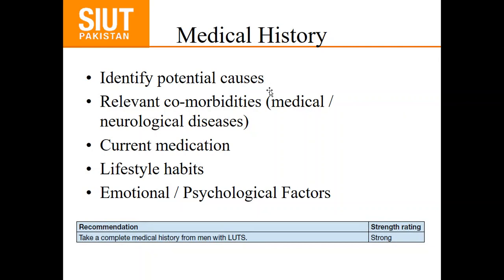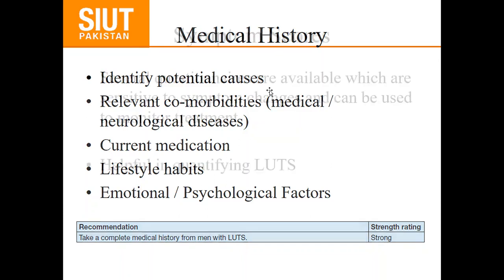So the first thing that we need to do for evaluating a patient who comes with lower urinary tract symptoms is to take a good medical history, identify potential causes, relevant comorbidities, medical or neurological disease, current medication that the patient is taking, his lifestyle habits, and emotional and psychological factors. The EAU guidelines strongly recommend that a complete medical history should be obtained from the men.